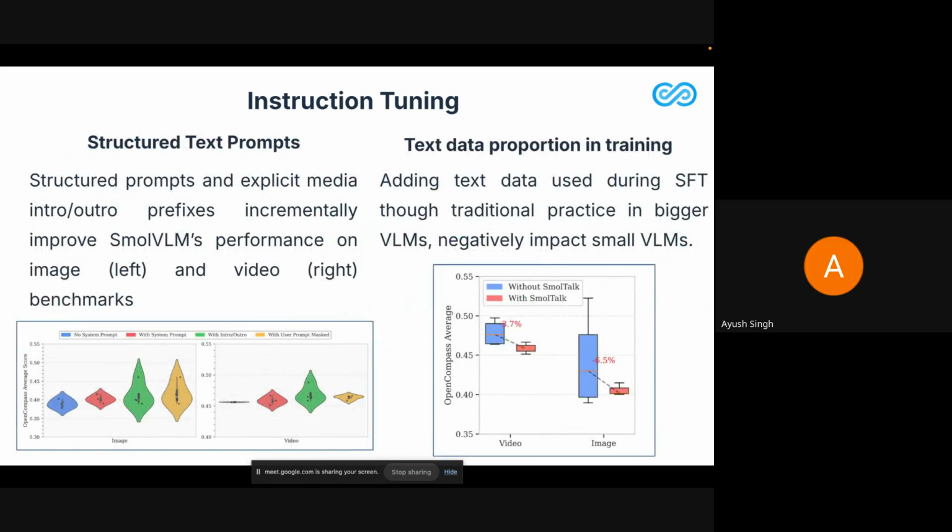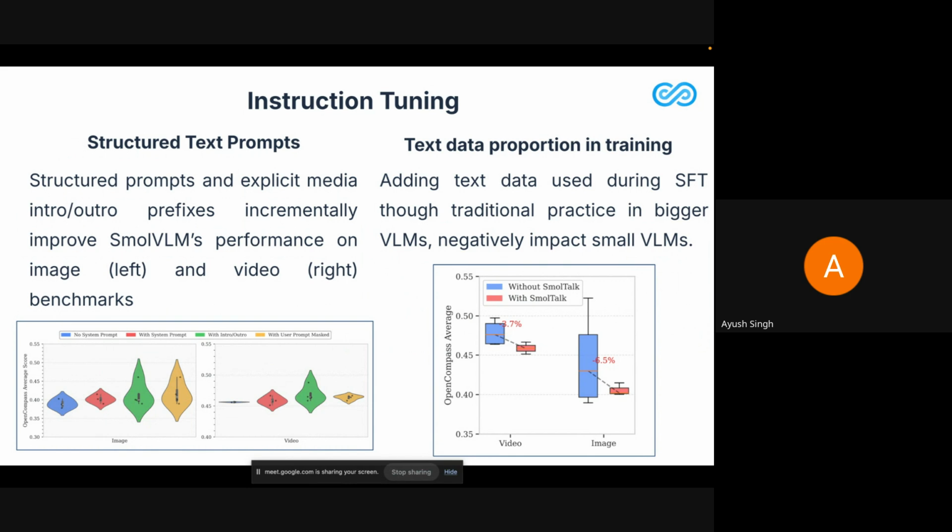So the one thing with small VLMs is that the language part is not strong enough to understand all the textual description that we give. So they resorted to fixed structured prompts that would be given to a model for each task. They adopted structured system prompts and structured labeling as to which part of the video or image they are referring to, and they found that this worked pretty well.